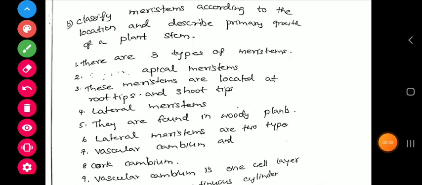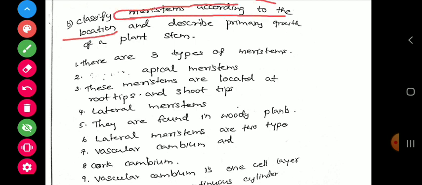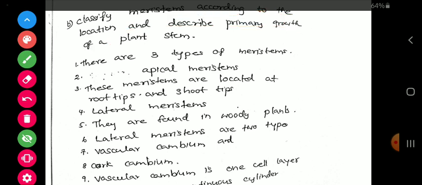Now read the question. Now I'm pointing out, this marking scheme is exactly correct. I'm pointing out the additional facts because another essay can be asked around this. Now see, they have asked us to classify meristems according to the location. That's all. That's the main criteria. That's why they have described the location of apical meristems and lateral meristems, not their functions. If they ask the functions, you have to write the functions.